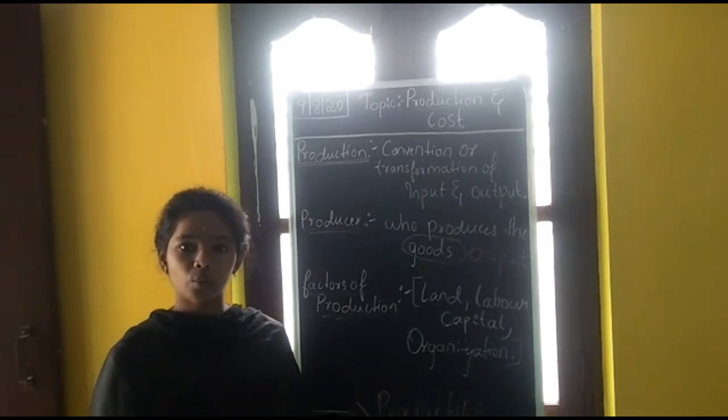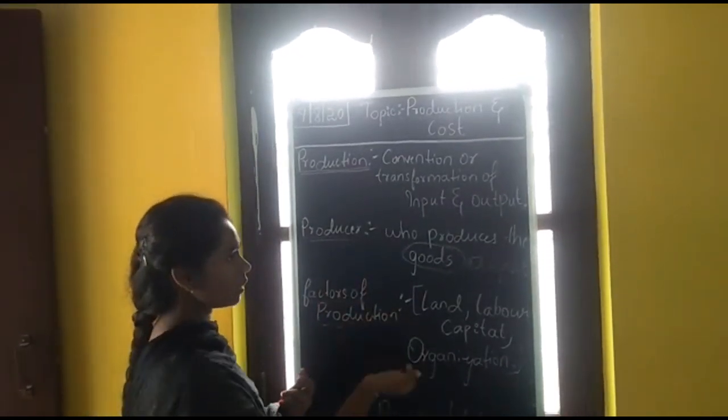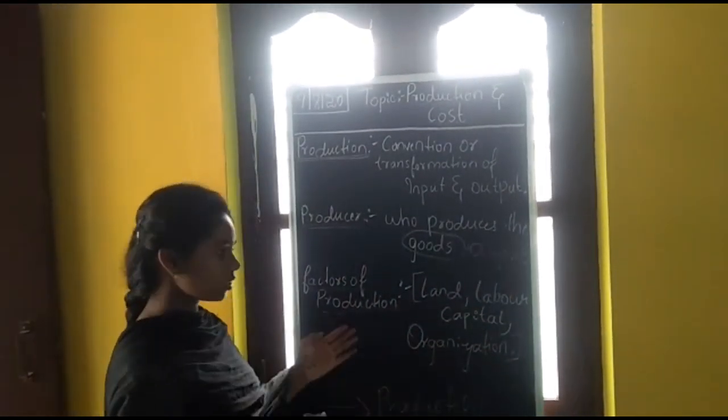So who is the person who converts this input to the final output? He is known as the producer. Producer is nothing but the person who produces the goods. Goods are the output. Next we are going to see the factors of production.